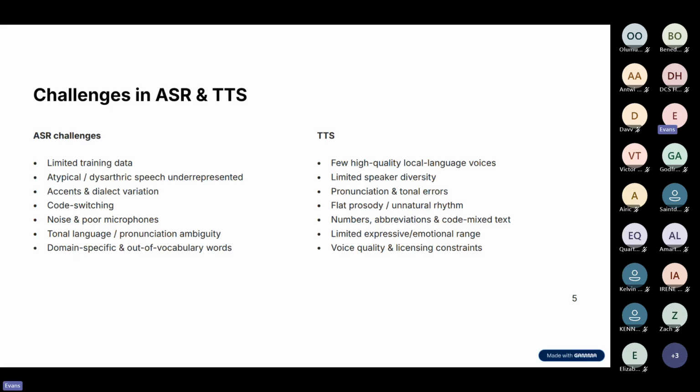Yeah, pronunciation and tonal errors. Explain that in the ASR. It also happens in TTS, right? The model can pronounce some words that it hasn't seen in a funny way, right? Then flat prosody or natural rhythm. So how the model will read the speech you generated.